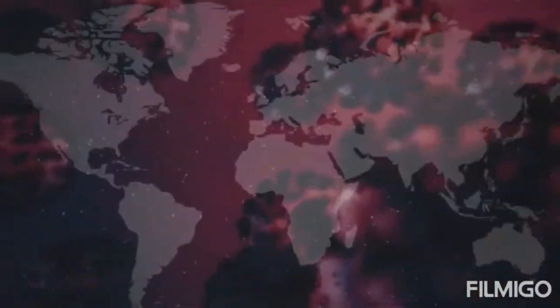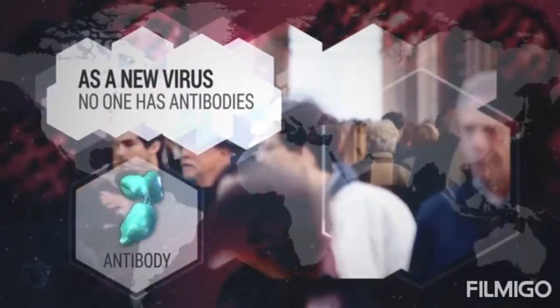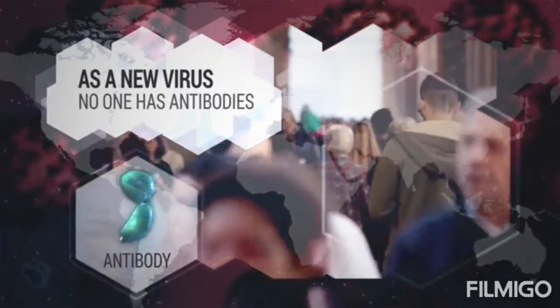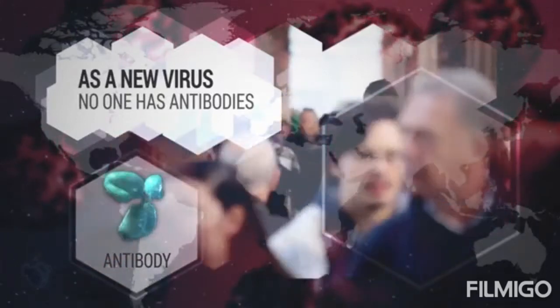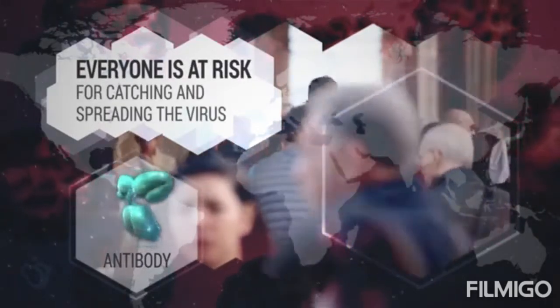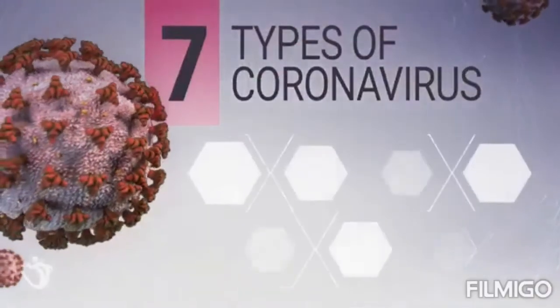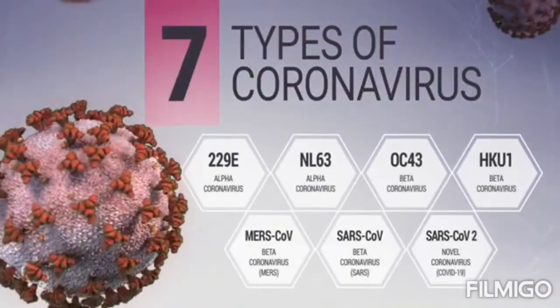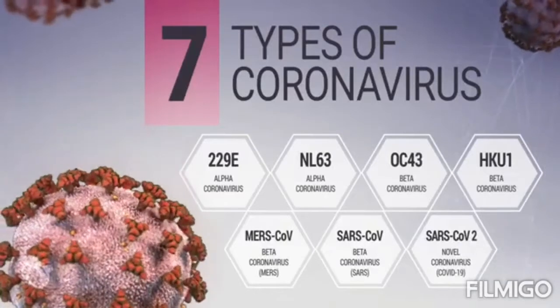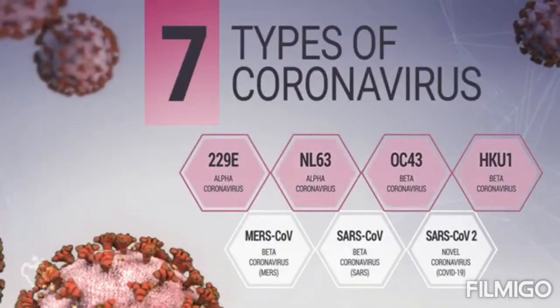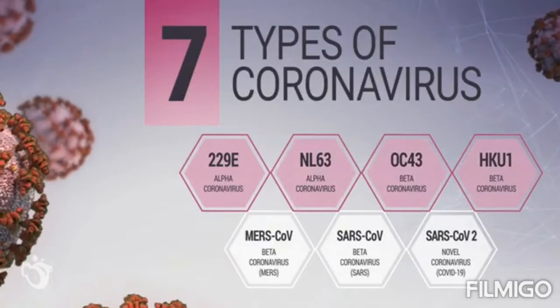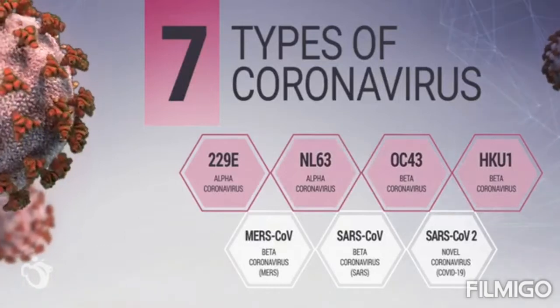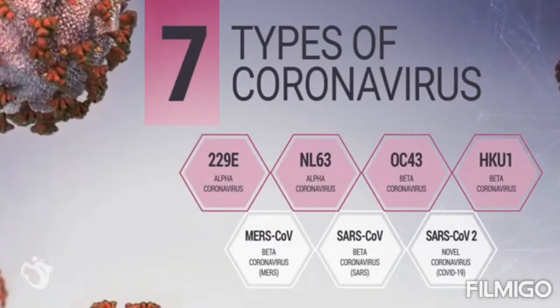As a new virus, it means that previously no one in the world had been infected with it, and therefore no one has antibodies to it. Because no one has antibodies, everyone is at risk for catching the virus, becoming ill, and spreading the virus. With the discovery of SARS-CoV-2, there are now 7 types of coronaviruses known to affect humans. Four regularly circulate in humans and mostly cause mild to moderate upper respiratory tract symptoms that most people think of as the common cold.